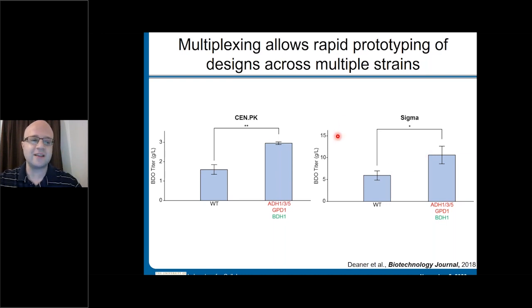But the key thing to look at is that these axes are very different. The baseline production of BDO when we put that pathway into the Sigma strain is substantially higher, at almost over 5 grams per liter, which meant with that rewiring, the same fold of rewiring, we're able to get almost over 10 grams per liter of 2,3-butanediol.